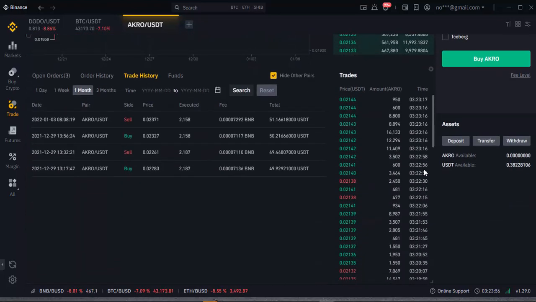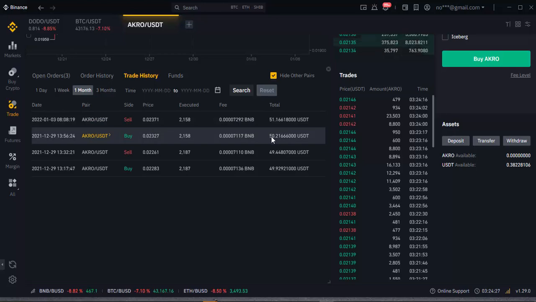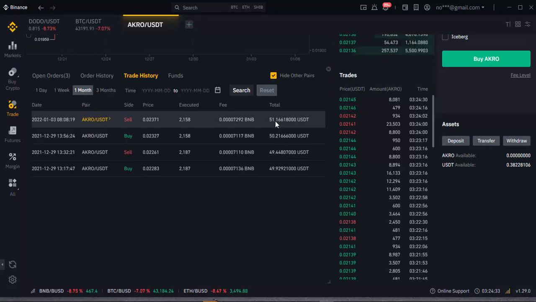Let us check the profit we have made so far. Look at this, we are on the trade history, where you can see all the trades you have performed so far. We bought, we sold, then we bought using the OCO, and also we set up a sell target targeting 2 prices. It has now executed on the last price. We bought using $50 plus, and then we sold at $51 plus. So we made a little profit of 1 point something US dollars.